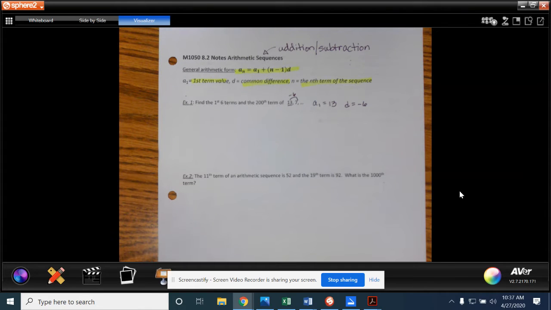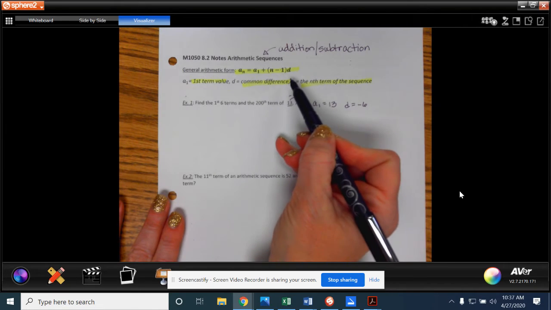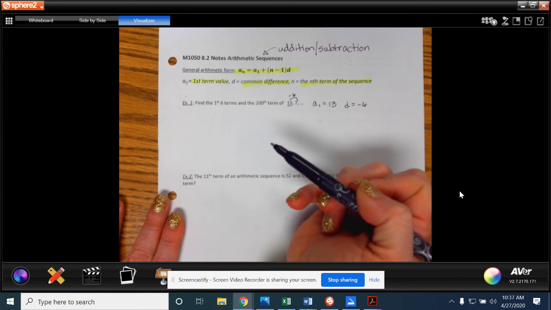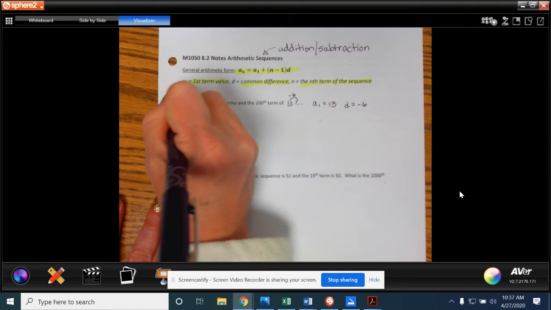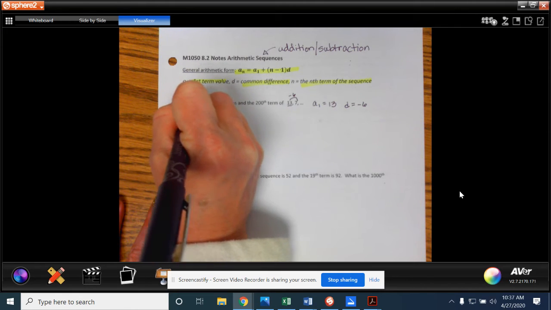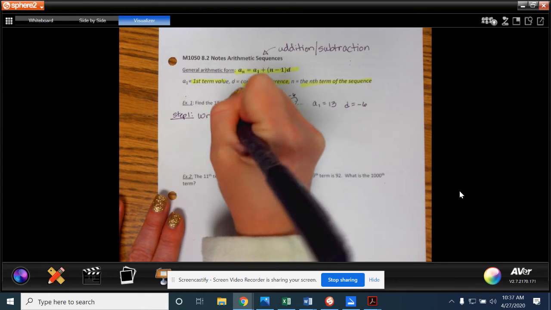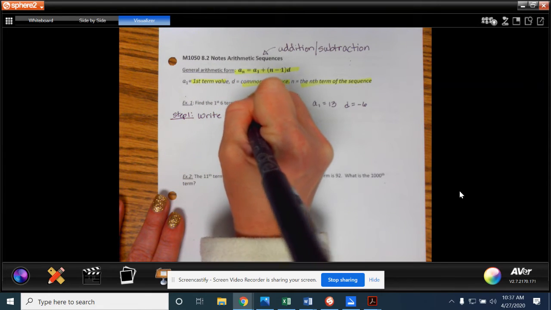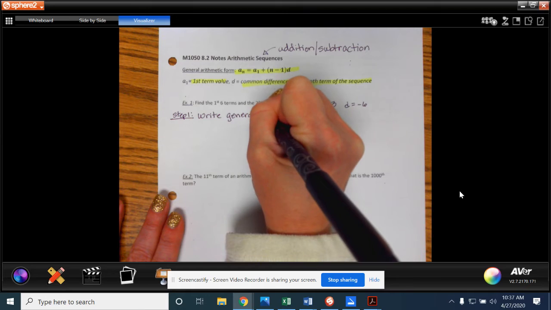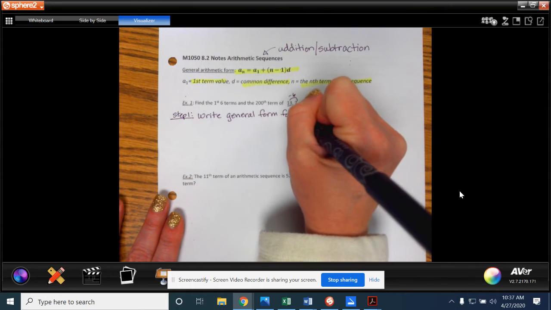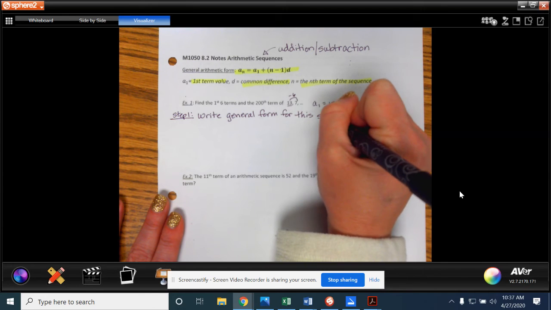Now we need to write a general form for this specific sequence. We have the overall general form for any type of sequences for addition or subtraction. So step 1: we're going to write the general form for this specific sequence.